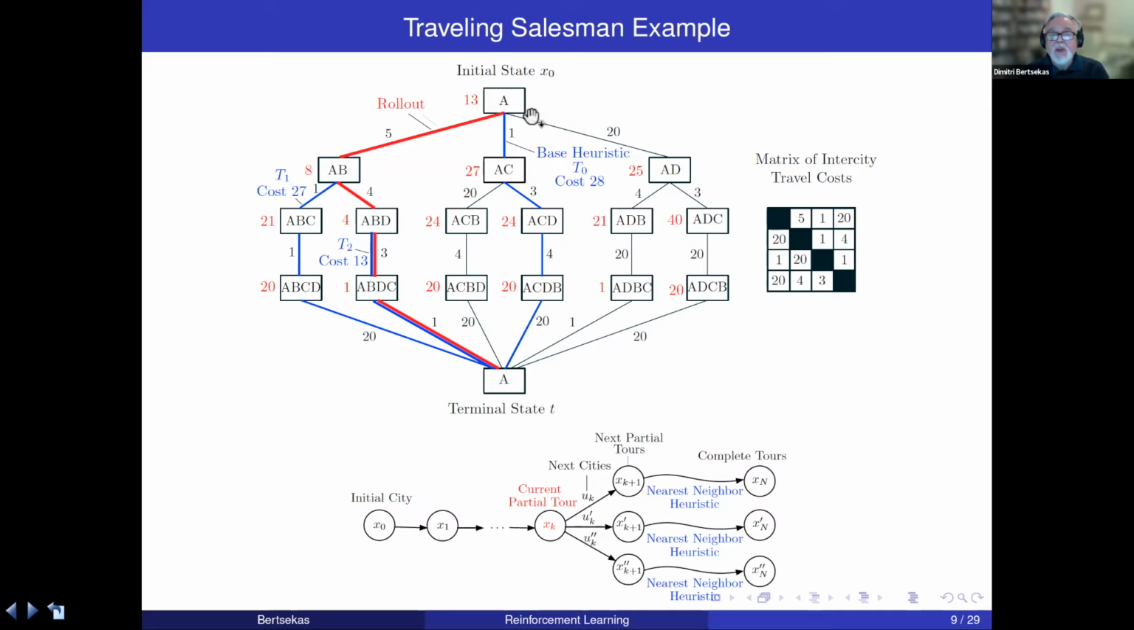Okay, so now let's execute the rollout algorithm from state X0. We have to generate all possible next cities, and then from each one of those, run the nearest neighbor heuristic. So let's consider this one. The nearest neighbor heuristic looks at these two neighbors, finds the closest one, and goes here, and then it goes here and goes here. So the nearest neighbor heuristic will generate this trajectory from here, and the overall trajectory is going to be this one.